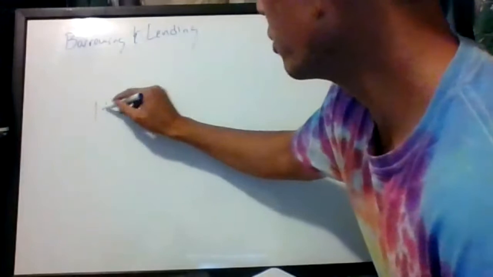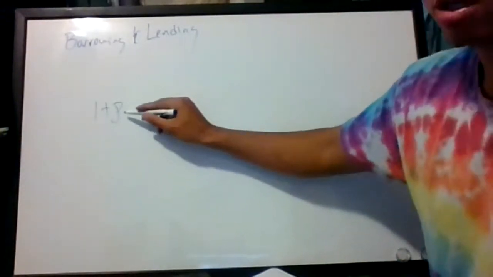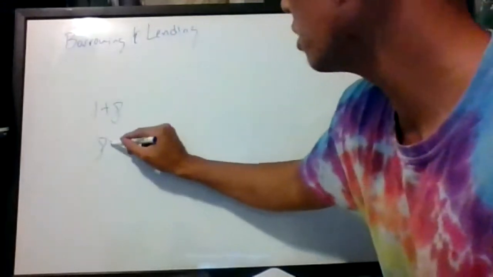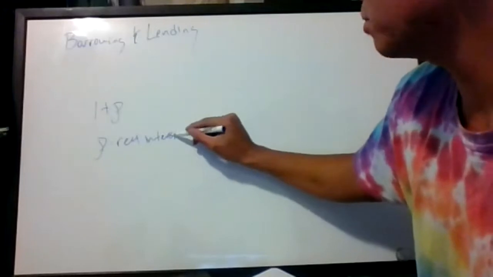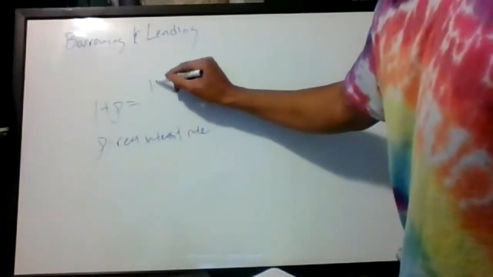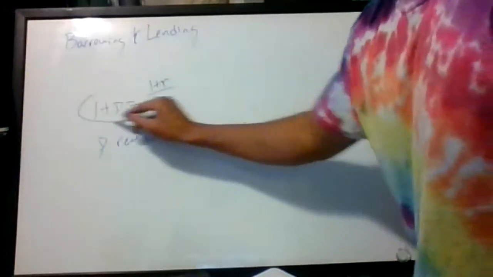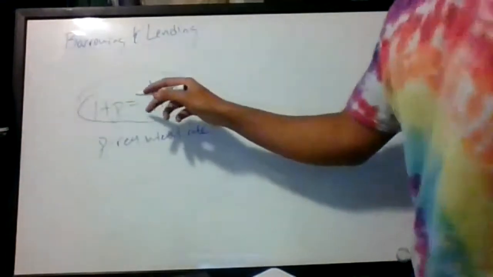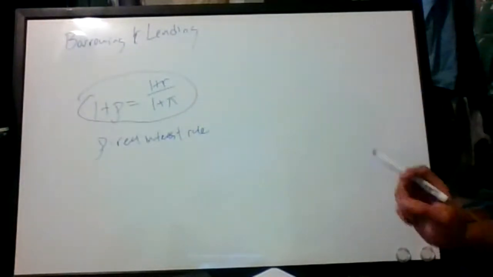And so I want to introduce the concept of the real interest rate, where the real interest rate is denoted by this variable called rho. So rho is the real interest rate. We consider this the real interest rate because it's a factor of both the nominal interest rate and inflation. So I want you guys to remember this equality that we have here and be able to play around with it.